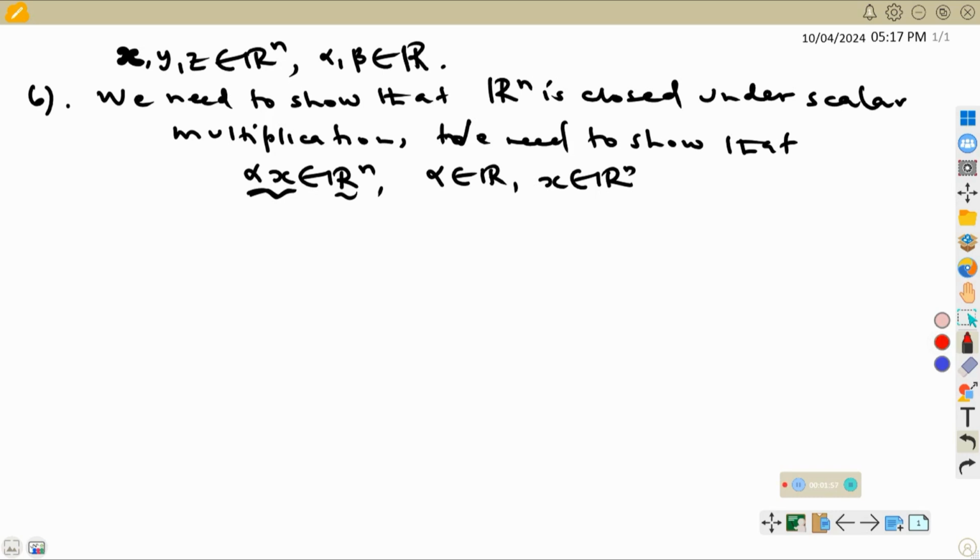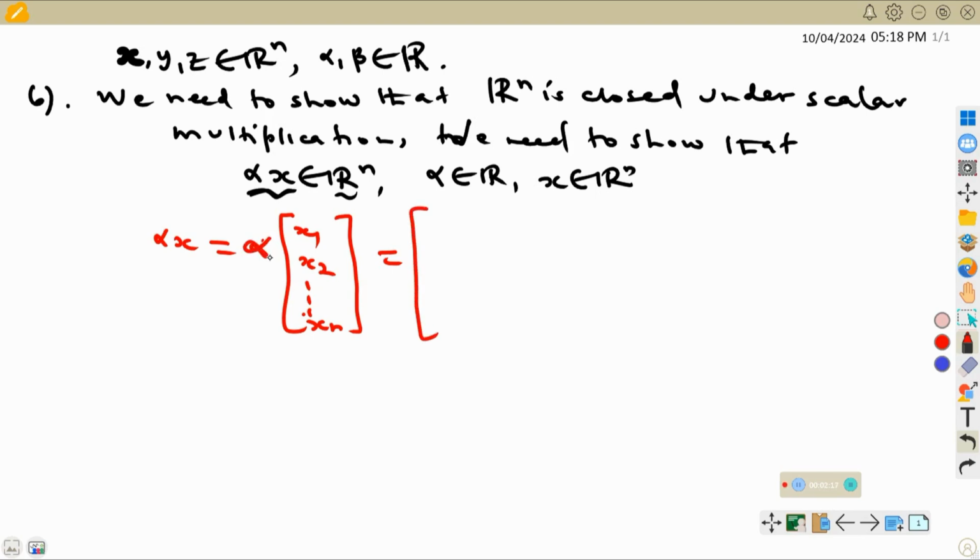To show that, we shall first of all consider alpha x, and alpha x is same as alpha into x1, x2 up to xn. And this is same as alpha, which is outside, and x1, x2 up to xn. By definition of scalar multiplication, we multiply alpha with x1, we multiply alpha with x2, we multiply alpha with xn.